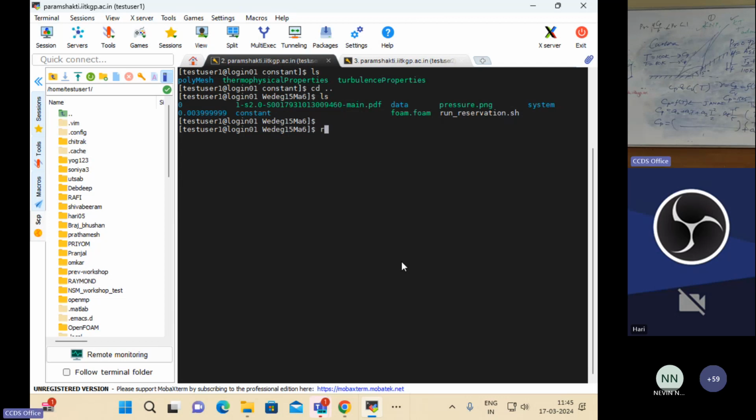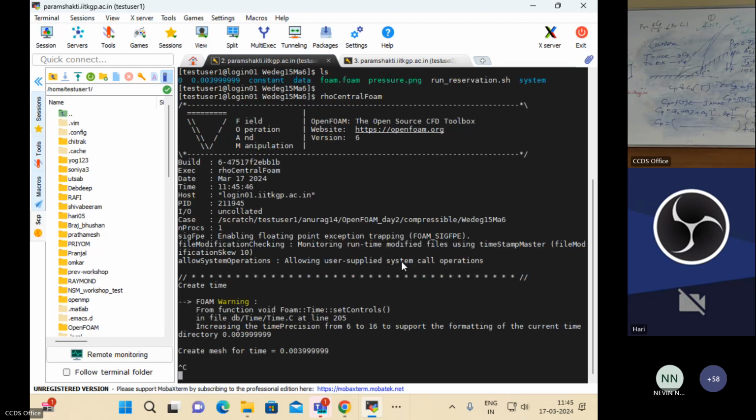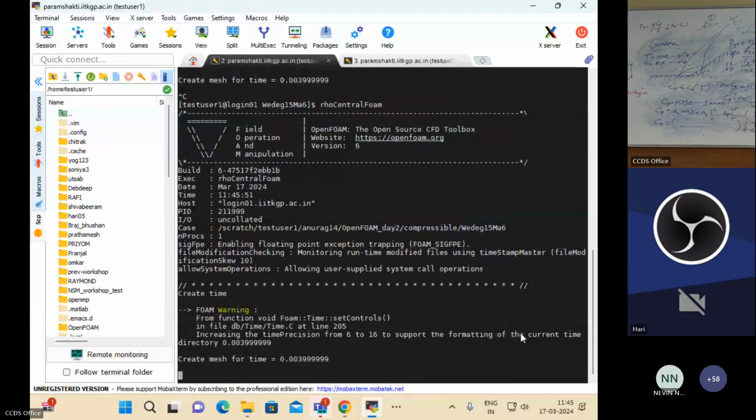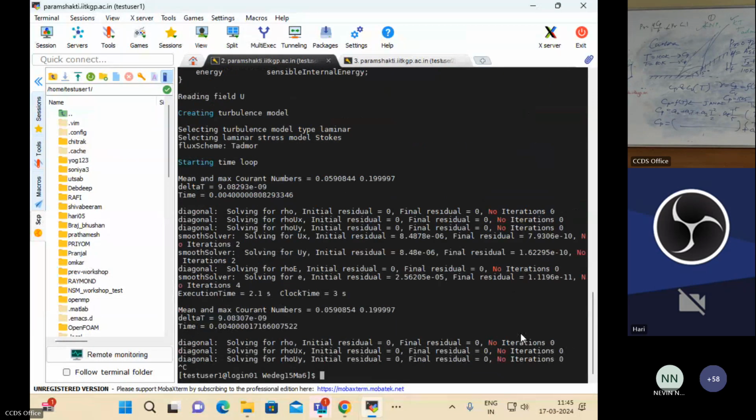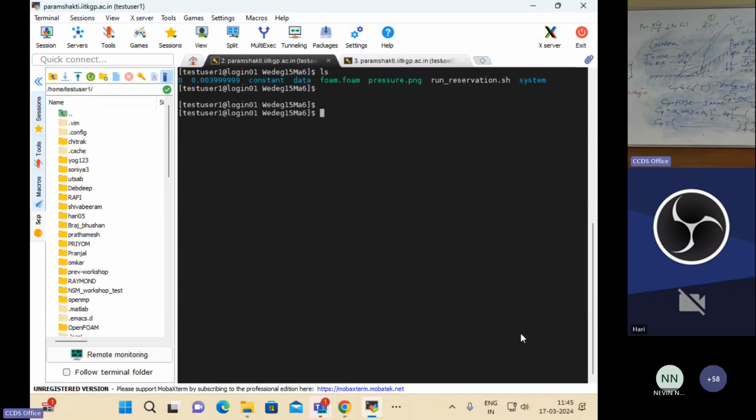So now what you can do is, again, I will remove this PDF file, I would require it. Okay. So I have already supplied the mesh using the blockMesh file. Again, the principle remains the same. I'll not explain all the entries now.